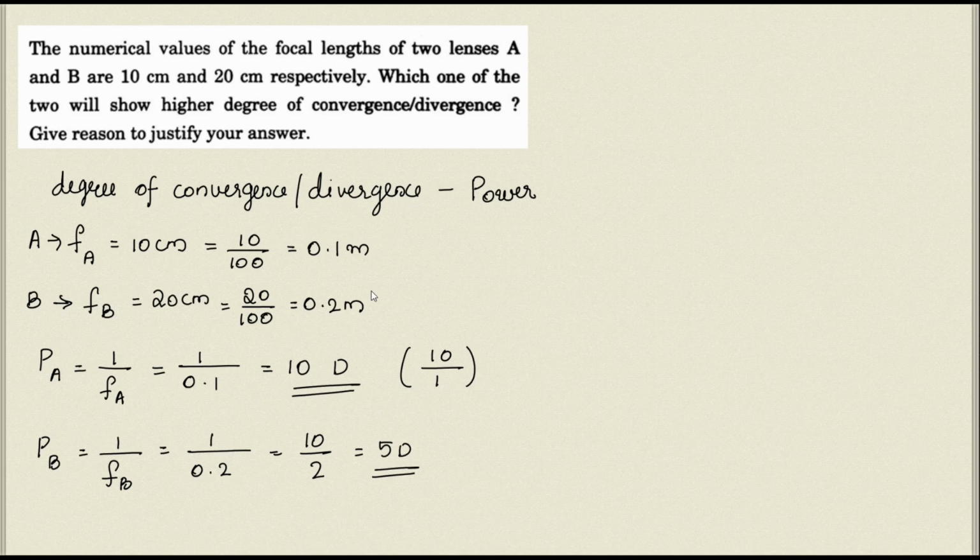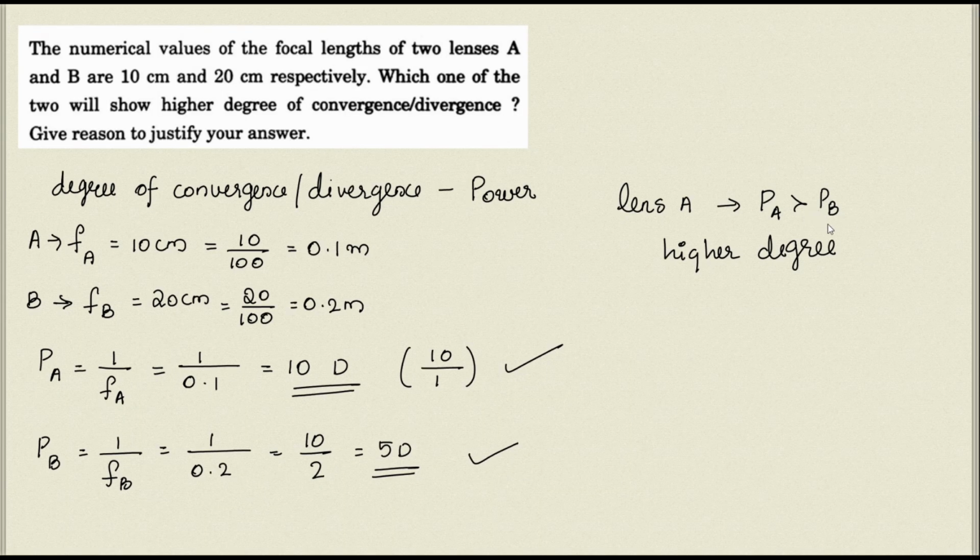See, here we are not applying the sign convention because it is not specified which type of lens is given. So we are simply taking both as positive and finding the powers. One has 10 diopter, the other one has 5 diopter. So which one has more power? Which one has higher degree of convergence? Definitely it is lens A. Lens A has more power. Yes, PA is greater than PB. It has higher degree of convergence or divergence. Justify your answer. That's what we have justified right now, isn't it? So, higher degree of convergence or divergence is for lens A. That is our answer.